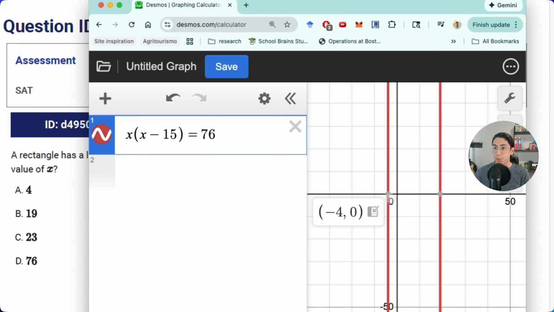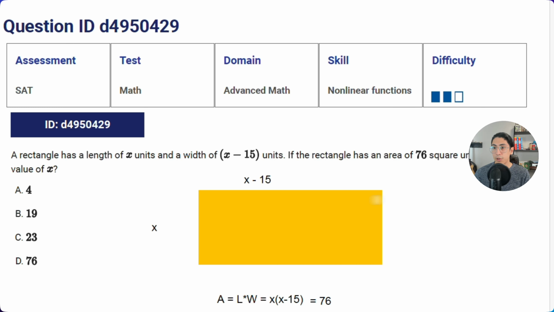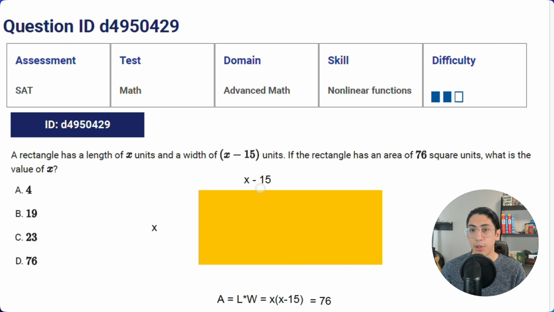So here I see two possible answers, either -4 or 19. You might imagine -4 is not an option, and it also wouldn't make sense to have a side with a length of -4. So 19 would be our answer here, and it looks like it's an option right here. Just note, always double check what they're asking you for, because what if they asked us what is the width, or what is the length? You might get a different answer depending on what they're asking. If they ask us for the width, then the answer here would be 19 minus 15, which is 4. But they're not asking us for the width, they're just asking us for the value of x, and I found the value of x.